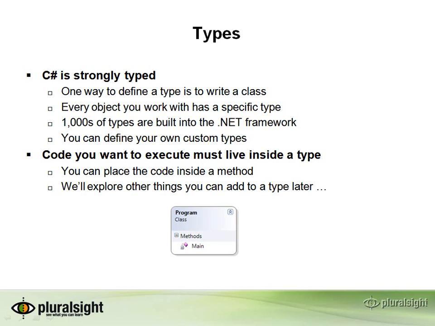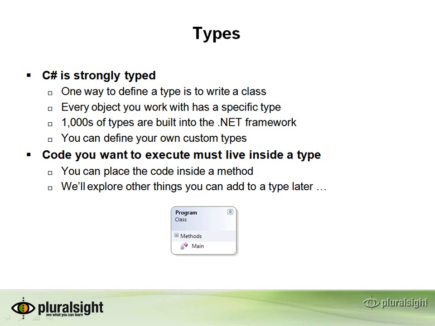I've already mentioned the concept of types several times in this introduction. Types are very important because C# is what we call a strongly typed language. Everything that you interact with from a C# application has a specific type, and the C# compiler knows what that type is. It's going to allow you to do certain things based on type information. It's also going to throw errors if you try to do something that's not allowed with a specific type.